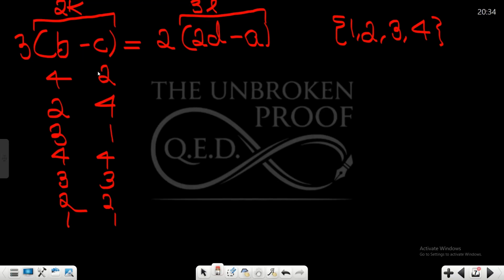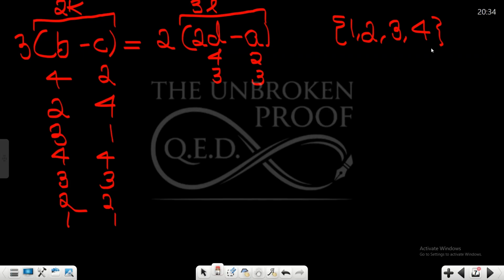Now if you see in the LHS, the value that you will get by placing b as 4 and c as 2 will be 6 because 3 into 2 is 6. Now we have to make 2d minus a as 6. One way to make 2d minus a as 6 is that you can place d as 4 and a as 2, then you will get one element inside R. Also if you keep 3 and 3, you will get 2d minus a as 3. So this also can be considered.